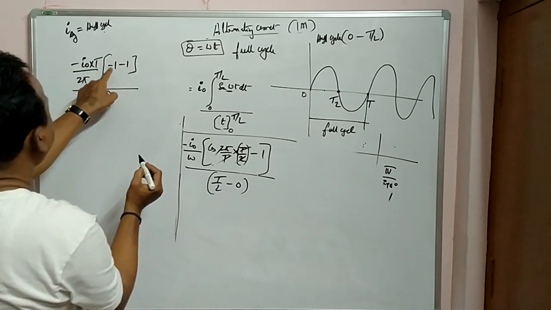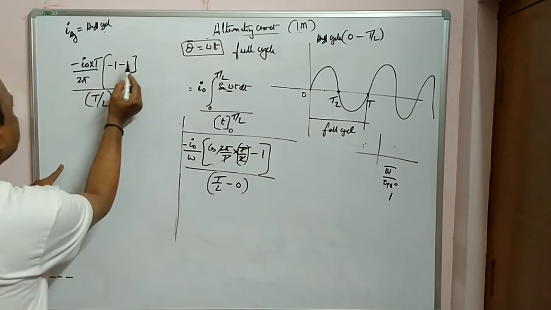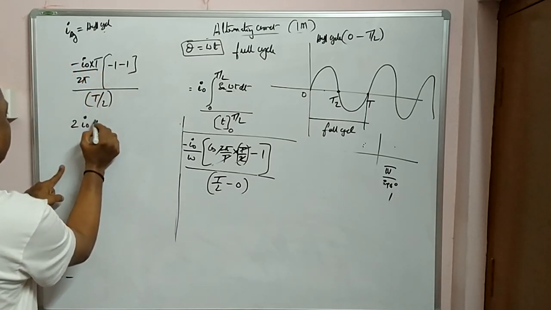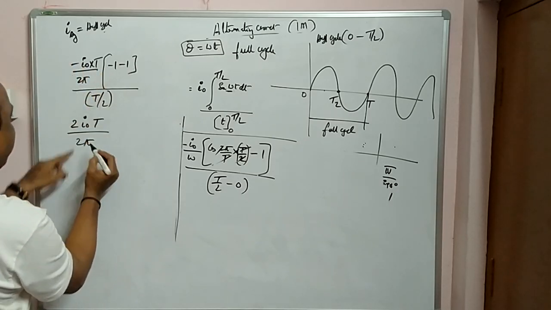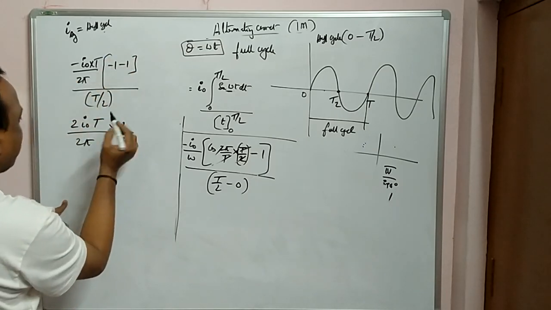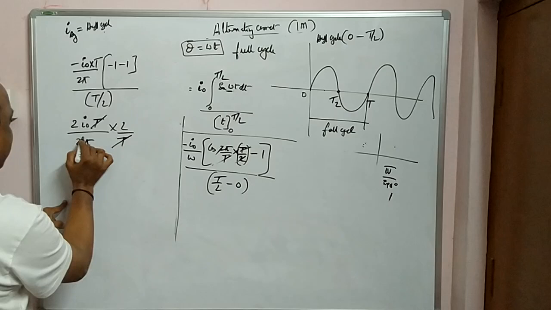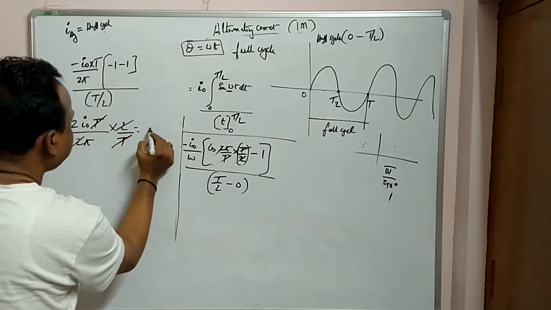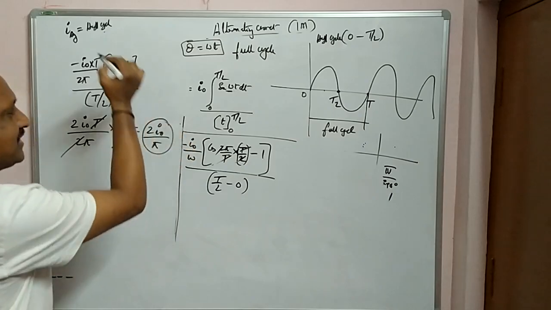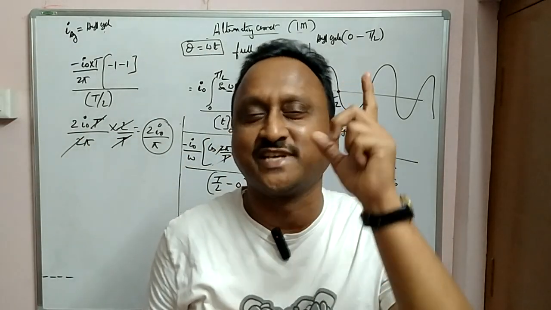Now what happened here? Minus 1, minus 2, and minus 2. That minus 2 into this thing, plus 2. So 2I0 t by 2 pi, t by 2, only 2 pi remains. T will come here, t, 2, 2. So what is the answer? 2I0 by pi. So this is the I average for half cycle.